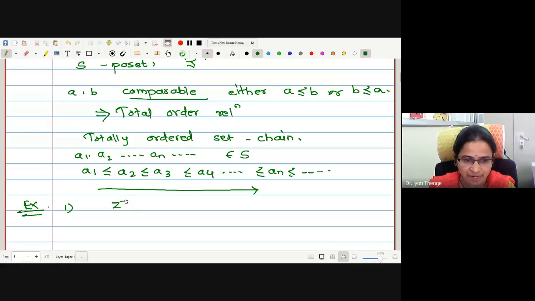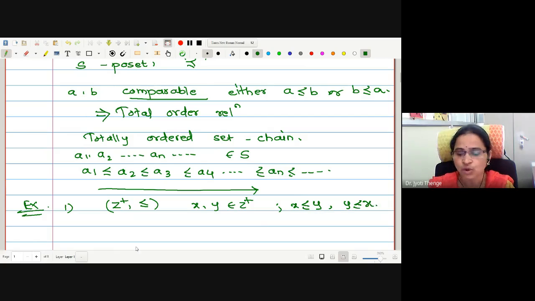Whether Z plus with less than or equal is a total order or not: what one has to check is only whether two elements of Z plus are comparable with this relation. If we take any two elements X and Y in Z plus, the known fact is that either X is less than or equal to Y or Y is less than or equal to X. No other possibility holds. Therefore, this partial order relation, where the elements are comparable, is called a totally ordered set.